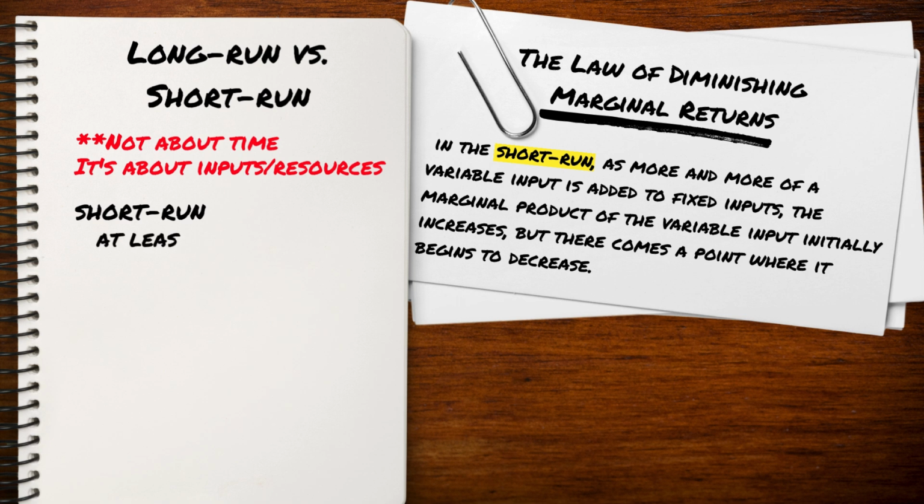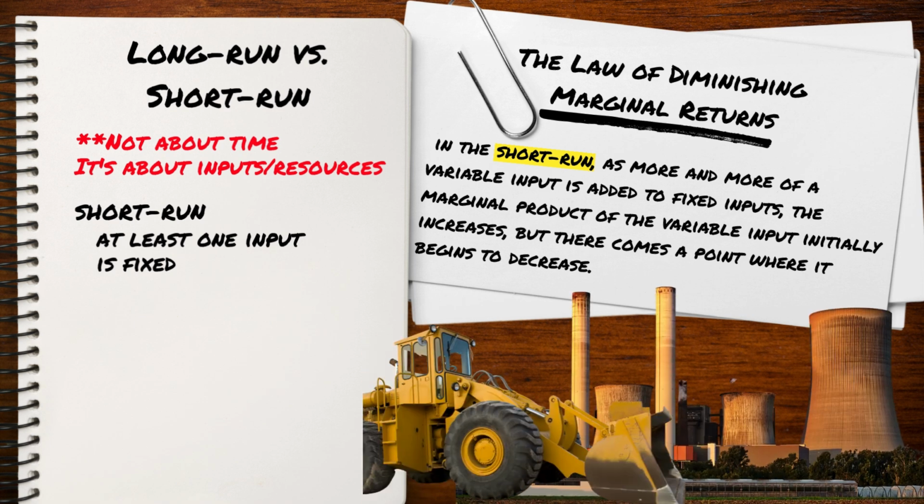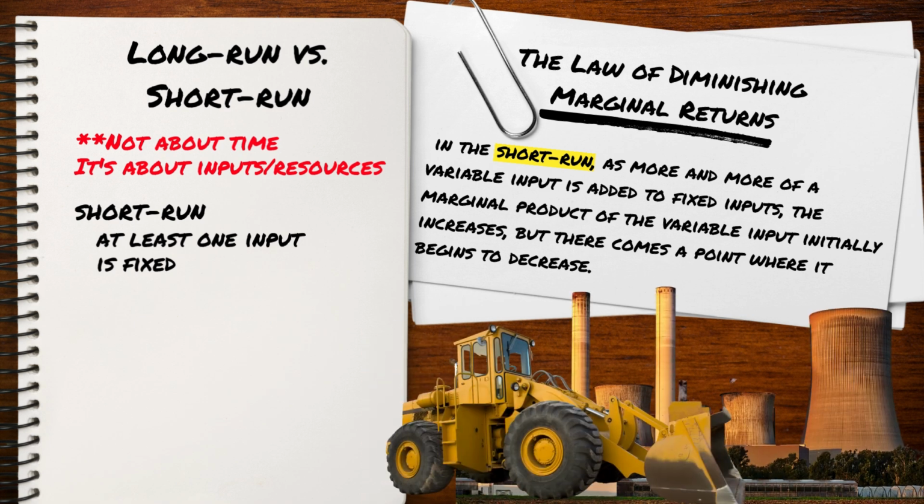So, in other words, there is something about your business that is not easily changed. For most businesses, this is usually the building or equipment, but it could be anything that is not easily changed. On the other hand, the long run is a time period when all inputs can be changed, which makes sense because nothing lasts forever, right? So, with enough time, everything will change eventually. So, the long run means there are no fixed inputs.